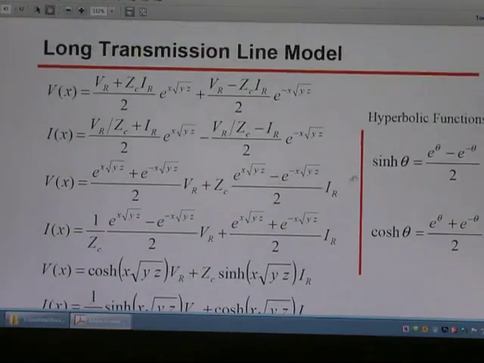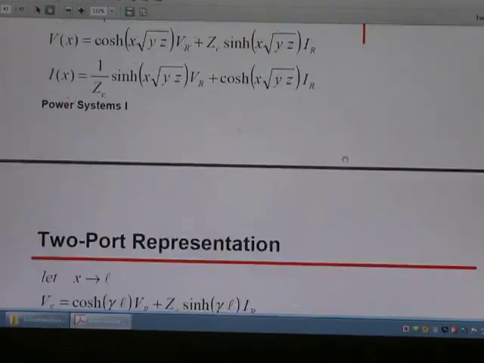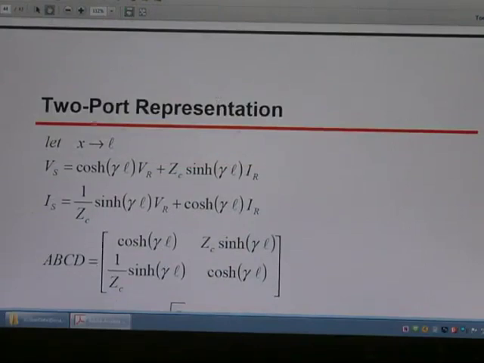So those are the long line model equations.